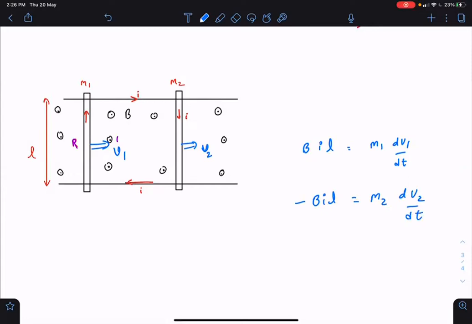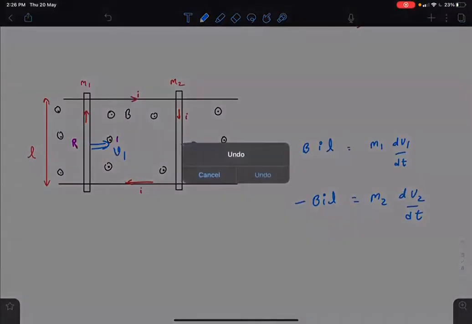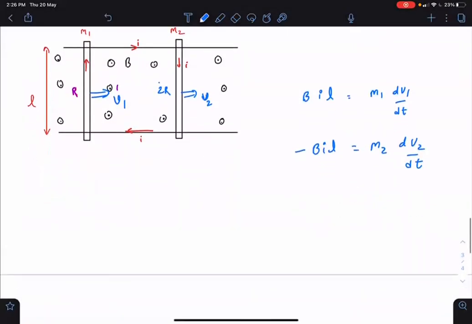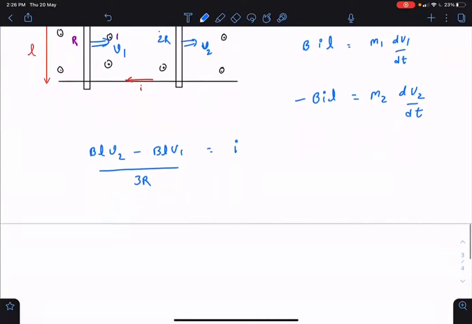Okay. Now you can write. We have assumed R and 2R. What is the EMF? Overall EMF is equal to BLV2 minus BLV1. Now this BLV2 minus BLV1 divided by 3R is the current. Okay. Now what you can do is subtract equation 1 and 2 after taking the m term on the other side. So you can write BIL by m1.